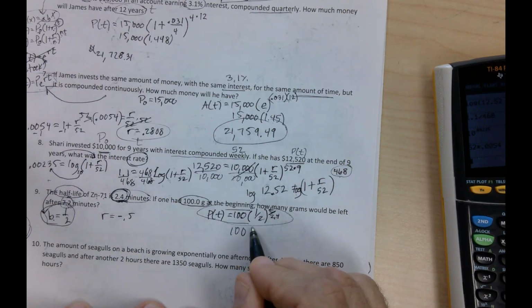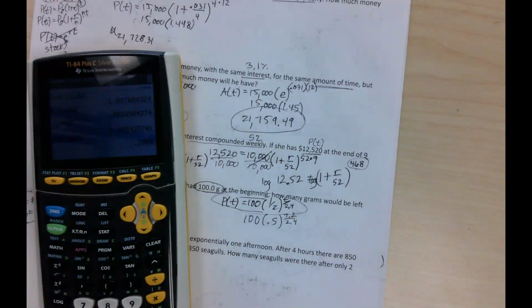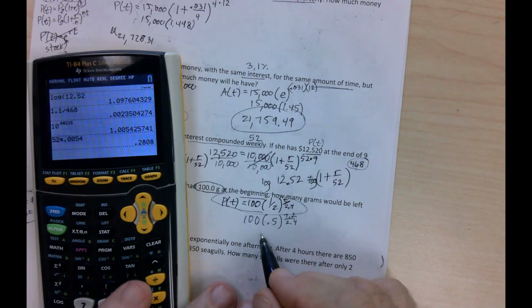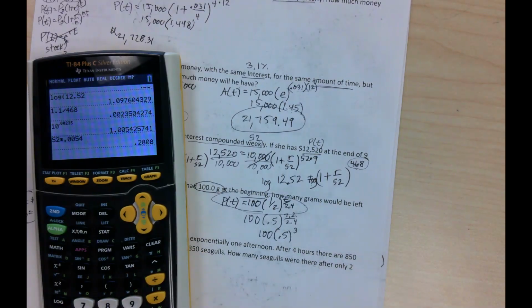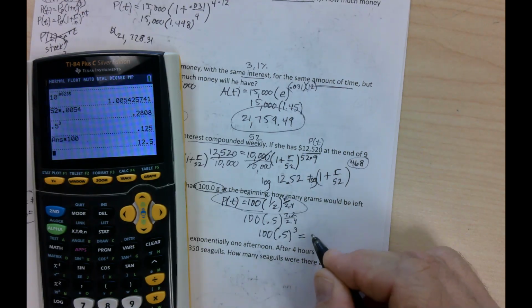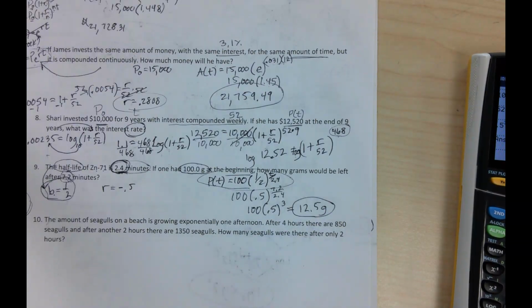So it's 100 times 0.5 to the 7.2 over 2.4 power. All right, so what I'm going to do, I think that's just 3. It is. So it's 100 times 0.5 to the third power. So I'm going to go 0.5 to the third power times 100, and I get 12.5 grams after 7.2 minutes.